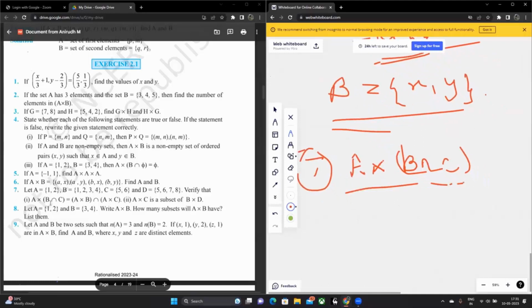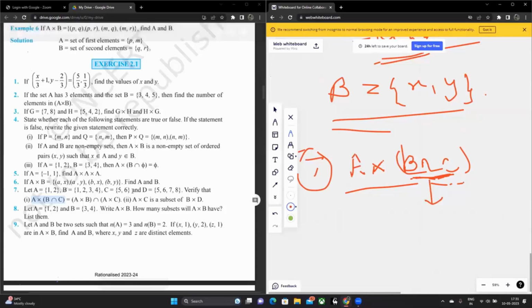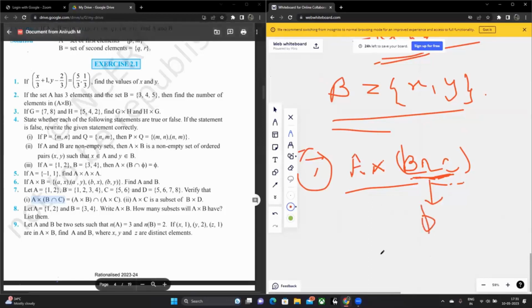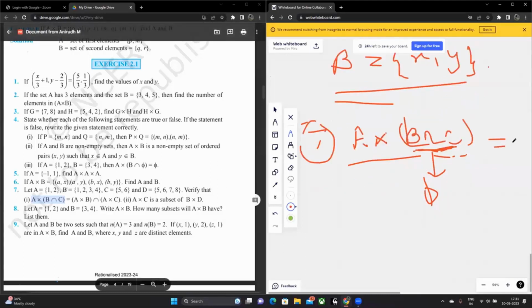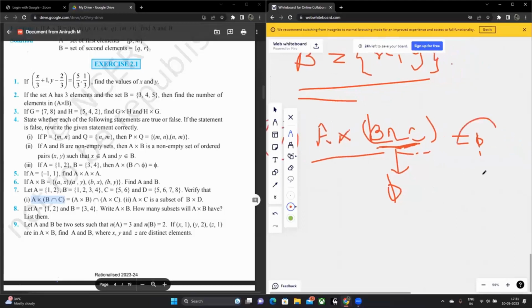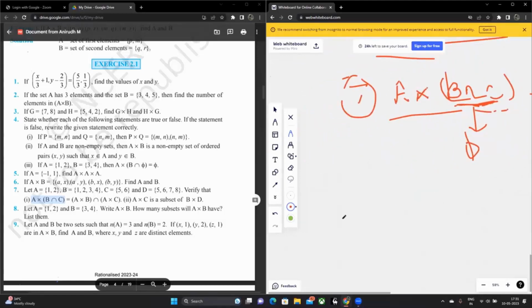I'll deal with the LHS first. You have the fact that B intersection C is basically {1, 2, 3, 4} intersecting {5, 6}. That is ∅, a null set, because there is no overlap. So this is going to be a null set, because anything taking the Cartesian product with a null set yields a null set. So the LHS is going to be a null set.